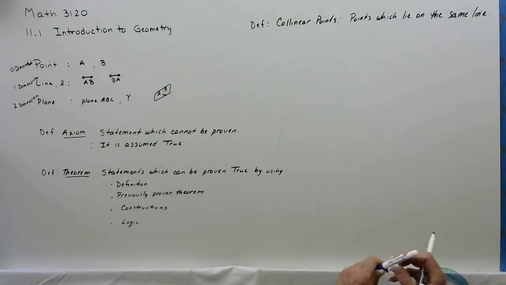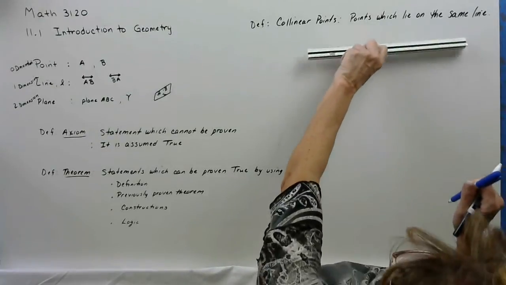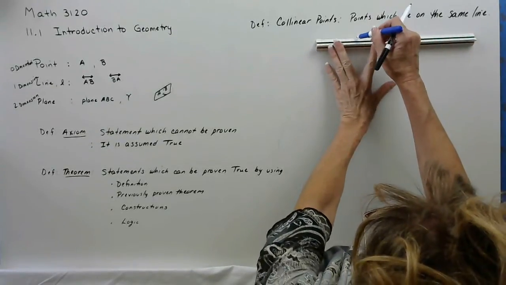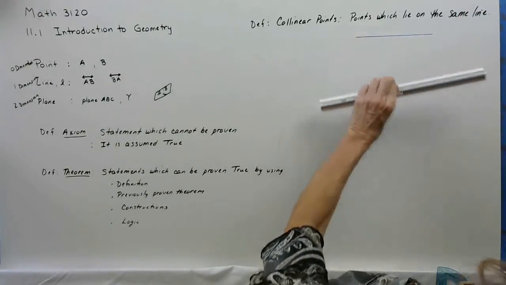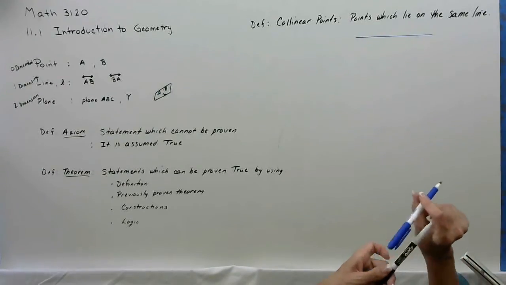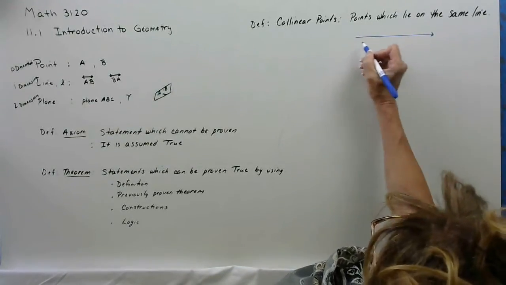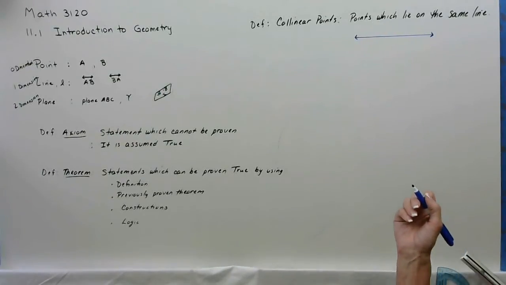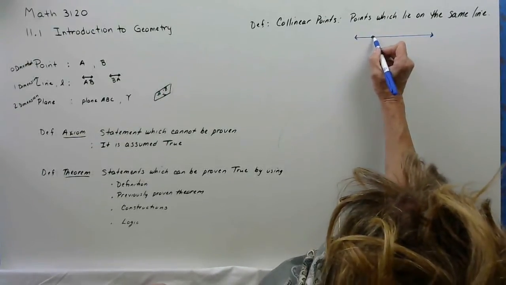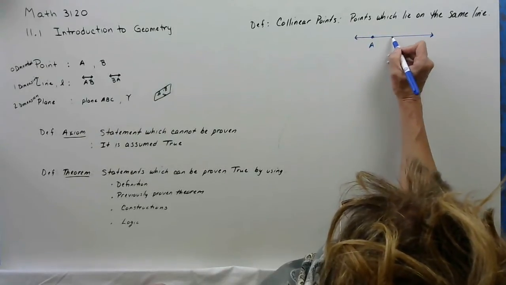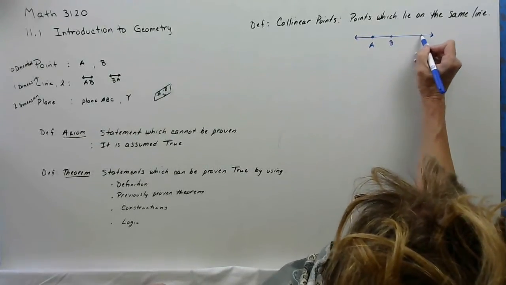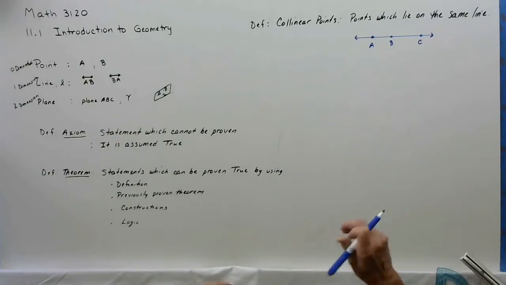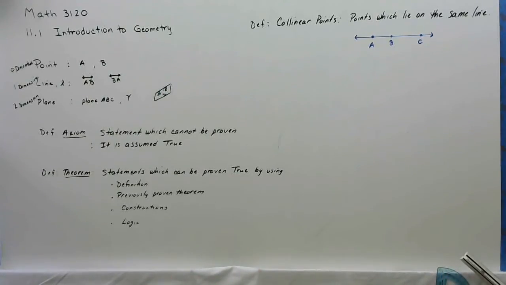So an example of that might be the following. Here's a line. You can think of the number line. It's a great example, but we do not need to put numbers on it. A line has a symbol on each end saying it goes forever and ever and ever. But let's say I put 3 points. I put the point A, I put the point B, and I put the point C. All right, so those would be considered collinear because they're all on the same line.